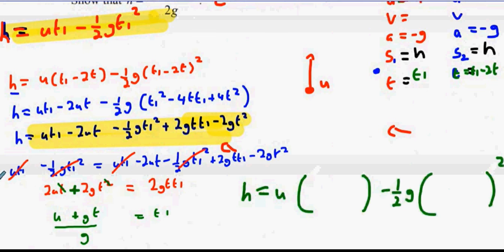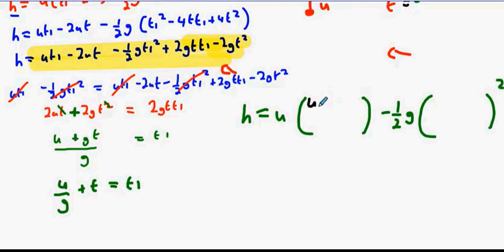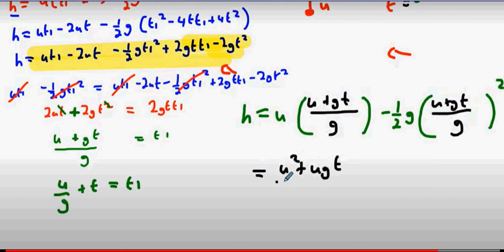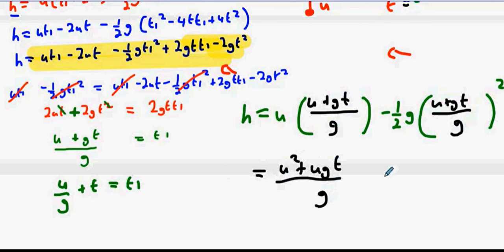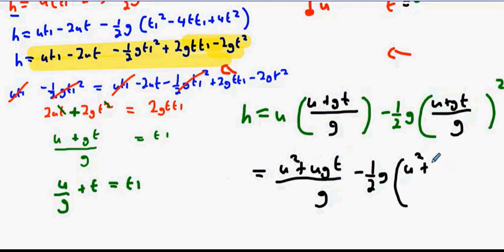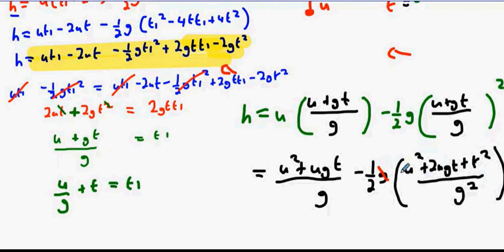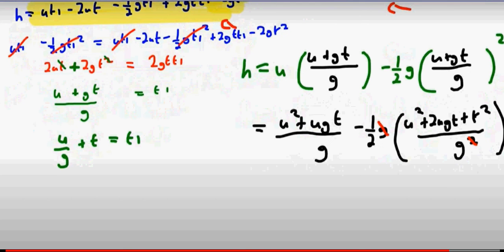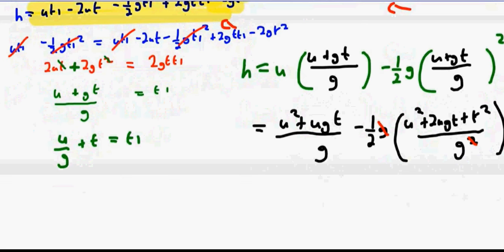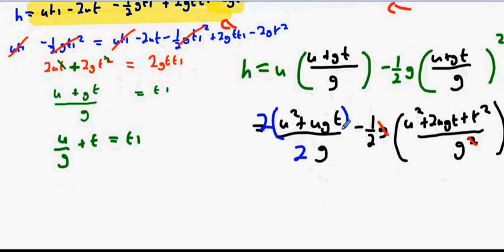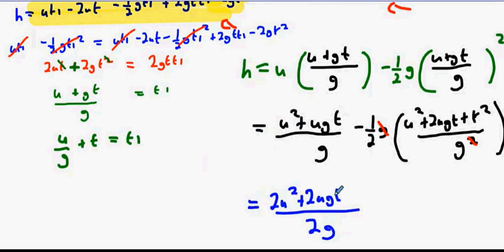So here it is here. You're going to see it all multiplied out, u over g, t over g, u plus gt over g, and then we multiply it out, u squared plus ut over g minus a half g. Now we've got to square that out to get u squared plus 2gt plus t squared over g squared. The g cancels top and bottom. Now there's going to be a denominator of 2g on the second part, so if I make the first part 2g as well, that'll help me have a common denominator. So it's going to be 2g, I'm multiplying top and bottom by 2 there. And then on this side, I'm multiplying in by the minus.